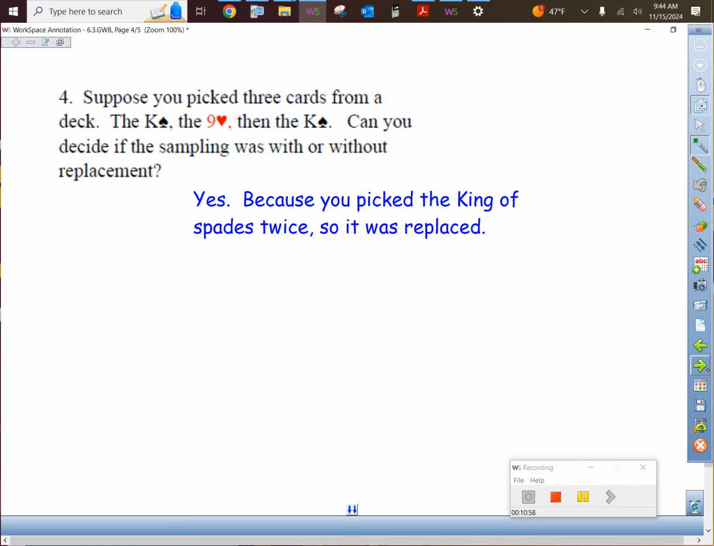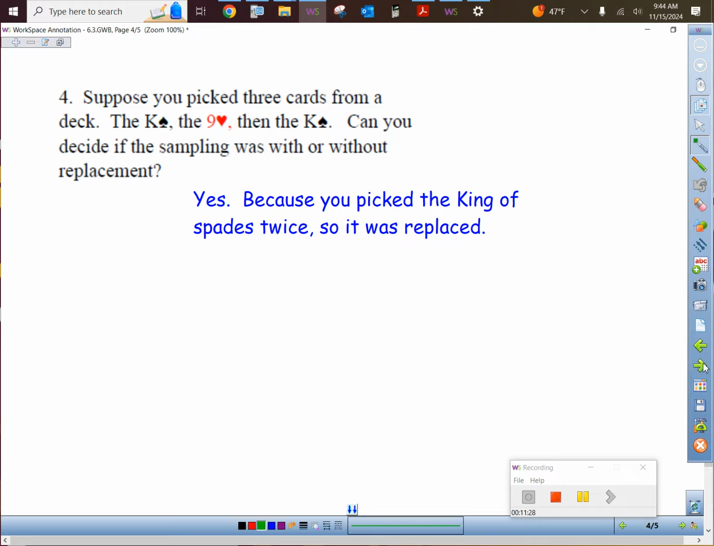I don't care if you write that down or don't write that down. That's up to you. But if you pick the same card more than once, that means you had to have put it back in the deck. Are you with me on that? There's only one of each of these in a normal deck of cards. A pinochle deck, that's a different situation, you know, if any of your parents, grandparents, great-grandparents play that game. So because we picked the same card twice.